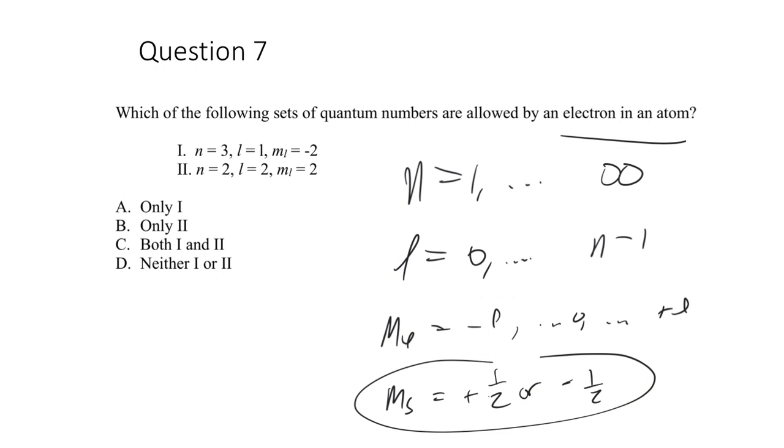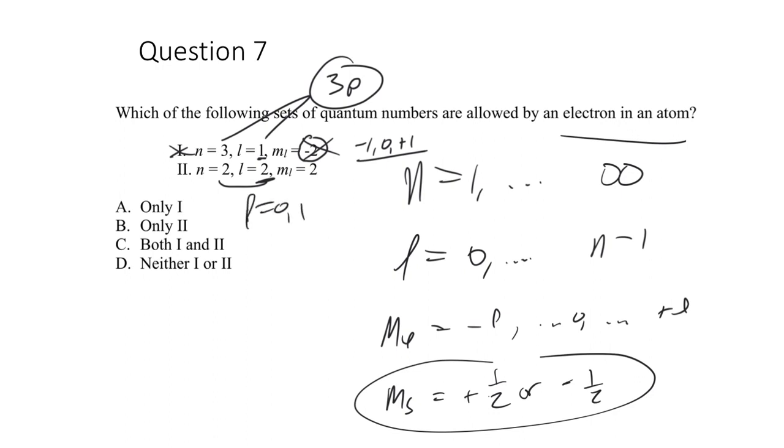And so looking at the first three, we have a 3P subshell for the first one, but this M sub L is impossible. M sub L has to be, for this L, minus 1, 0, or plus 1. It can't be minus 2. So 1 is impossible, and then 2 is impossible because if n is 2, the max L can be is 1. It can be 0 or 1, but not 2. So neither 1 nor 2 are allowed.